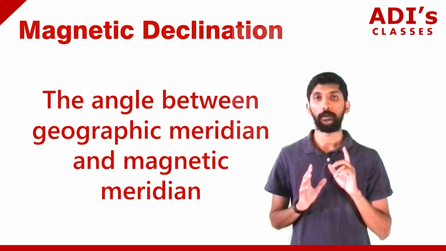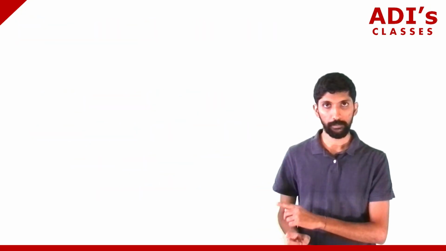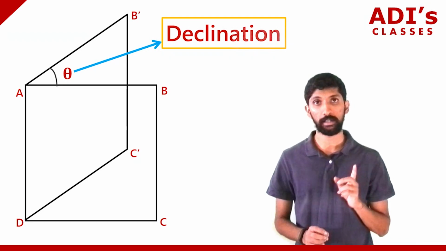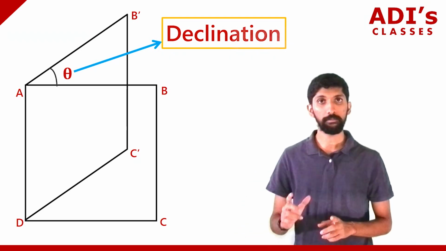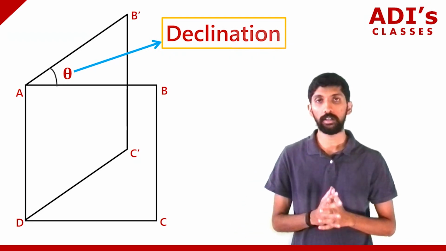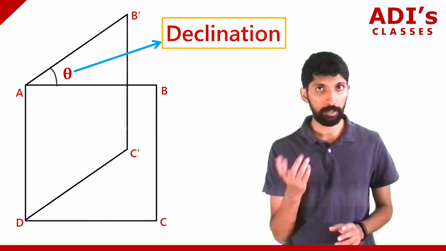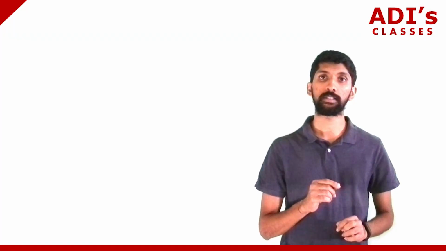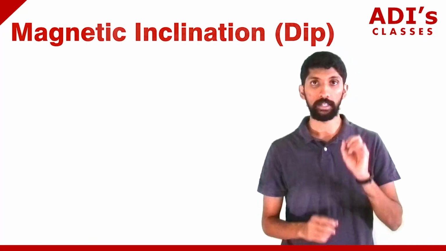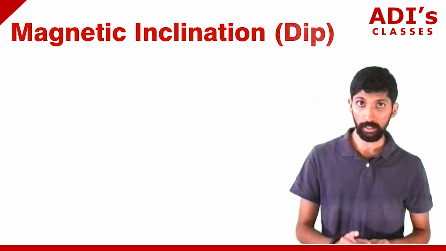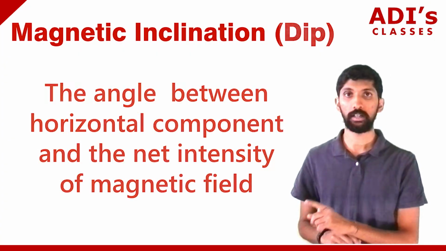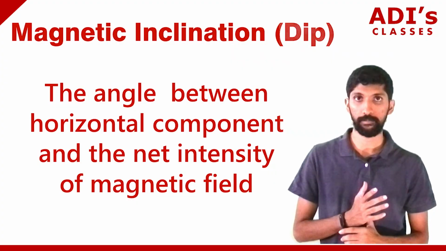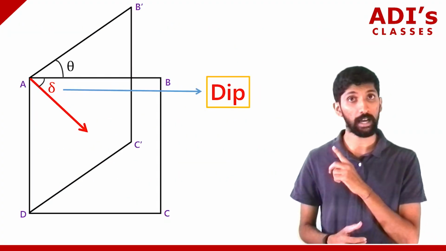Now, if you look at the figure, this is the geographic meridian and this is the magnetic meridian. So the angle between them is the declination. The second element is magnetic inclination, or we also call this dip. Dip is the angle between the horizontal component and the net intensity of the magnetic field. If you look at the figure, this is angle dip.